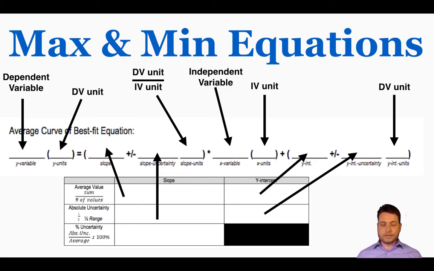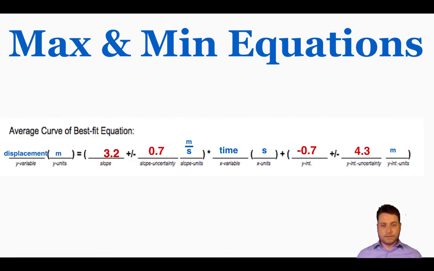The x variable is the independent variable. The x units are the units of the independent variable. The y-intercept is going to be that average y-intercept that you calculated. And you're also going to include the y-intercept uncertainty and the y-intercept units. So here, these are the units that I used in my experiment, and these are the numbers that I got from the previous section. So this would be my average curve of best fit equation.